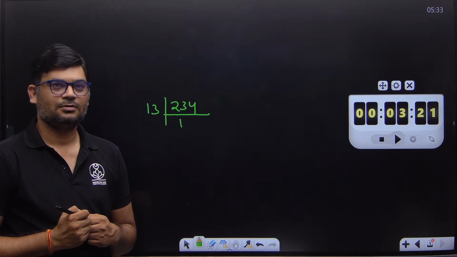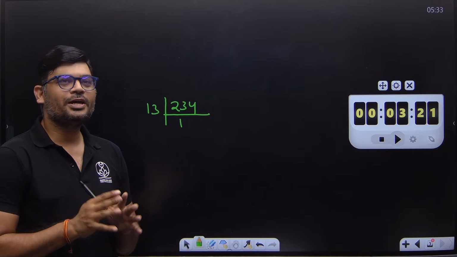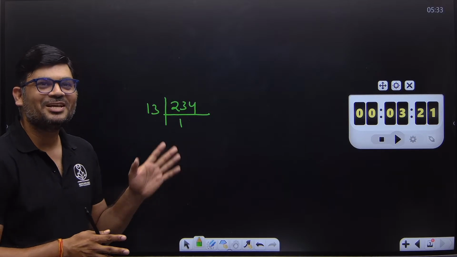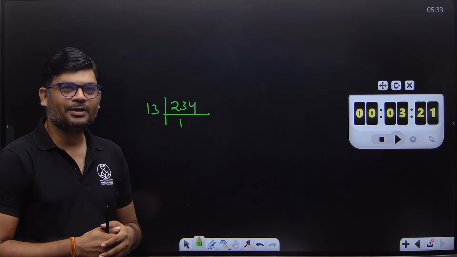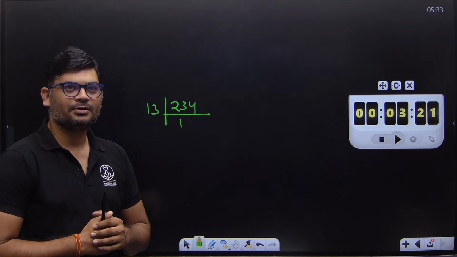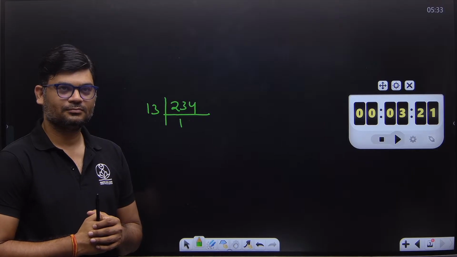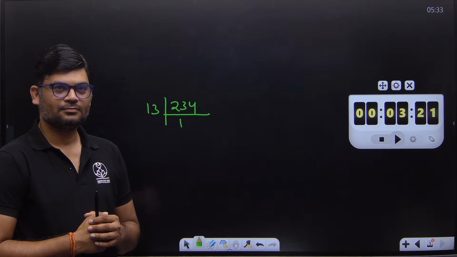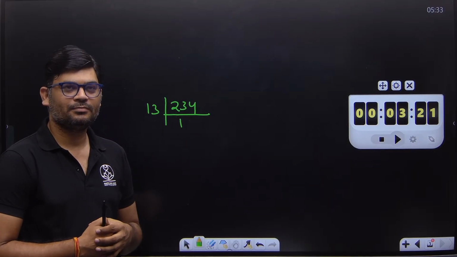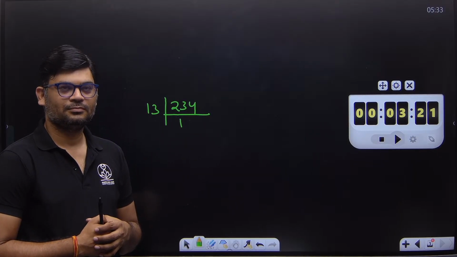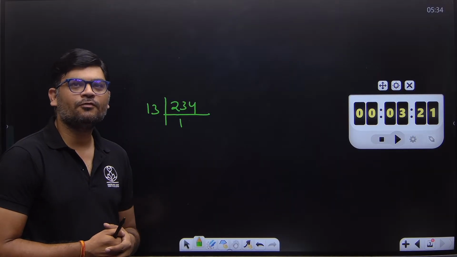Okay, it's okay. I will ask you further questions. Let me explain the first one. If 13 will go one time in 23, what will be the remainder? 10. And then 10 along with 4, what will the number become? 104. 13 will go how many times in 104?